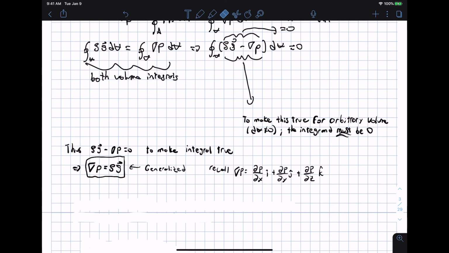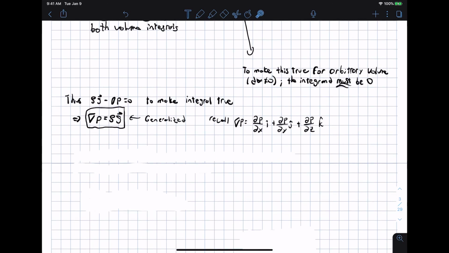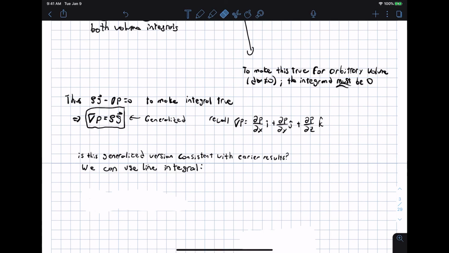Also recall that for the Cartesian coordinate system, the gradient is given by this expression here, where it's just partial p partial x in the i hat direction, partial p partial y in the j hat direction, and partial p partial z in the k hat direction. Now this looks a bit more complex than the expression that I derived earlier, but is it consistent with the earlier result? To do that, we can work with this expression here, and we can do a line integral.